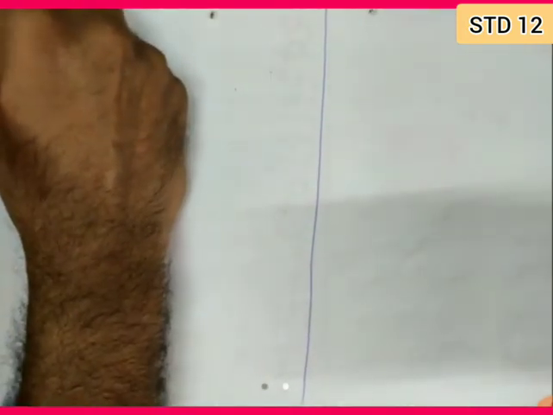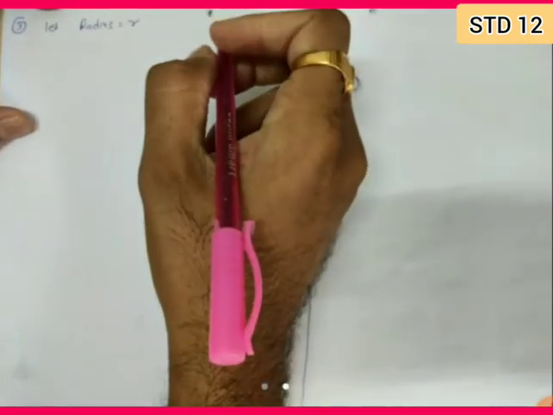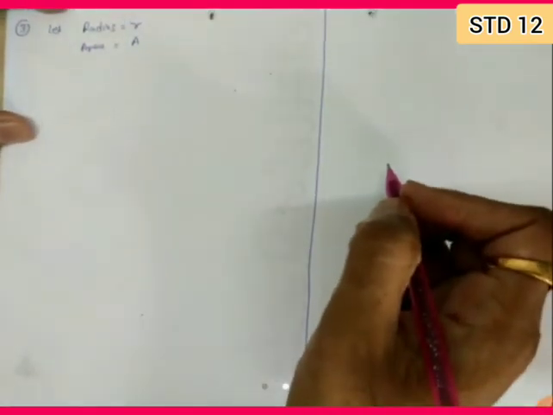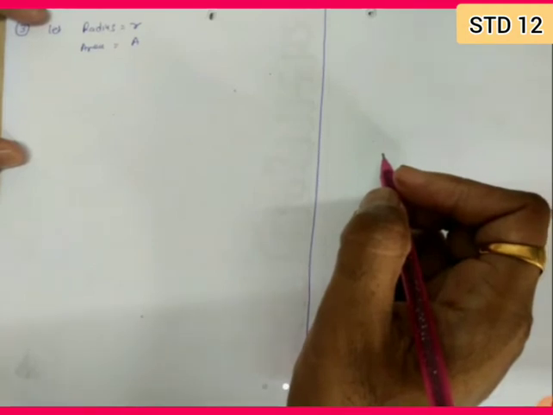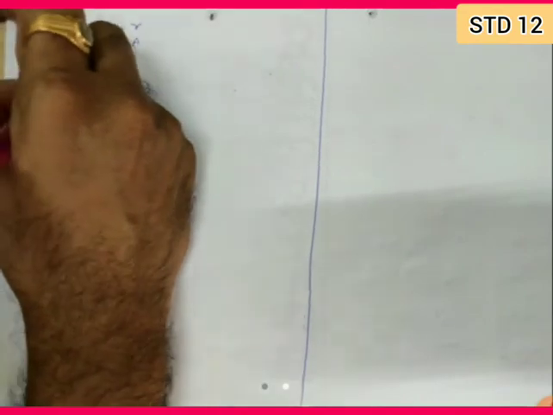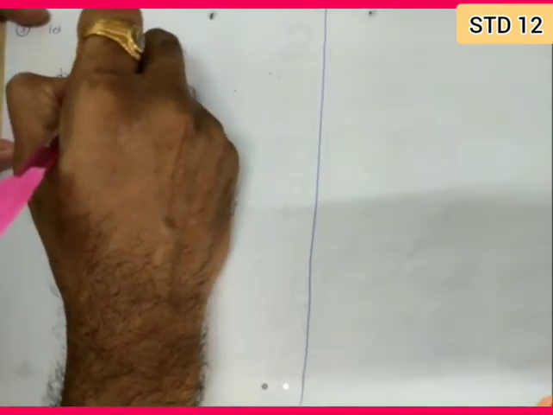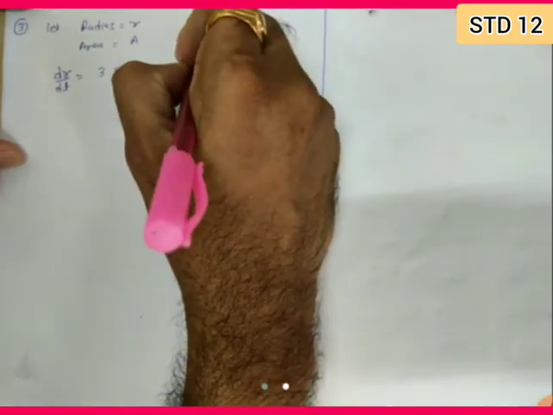So let radius be r and area of circle be A. The radius of circle is increasing, that means it's positive, uniformly at the rate of 3 centimeter per second. Rate of change of radius, so it's dr by dt. Rate of change of radius with respect to time is 3 centimeter per second. Radius is increasing uniformly. Find the rate at which area of circle is increasing. Rate at which area increases.